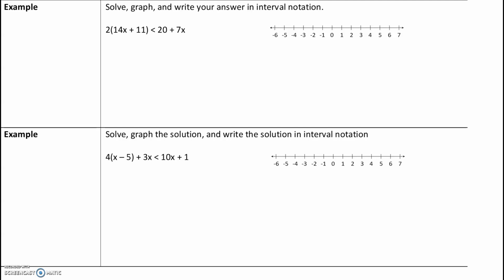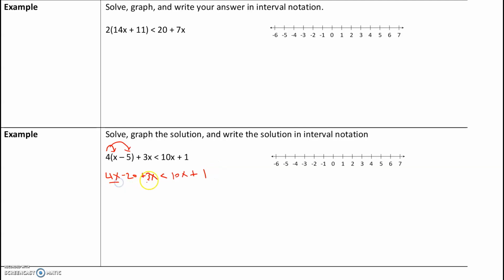In the first example, we want to solve the inequality 4 times the quantity x minus 5 plus 3x less than 10x plus 1. So we're going to start off by distributing the 4 to the x and to the negative 5. So this gives us 4x minus 20. Then we still have the plus 3x, that is less than 10x plus 1. Once we distribute, the next step is to combine our like terms.